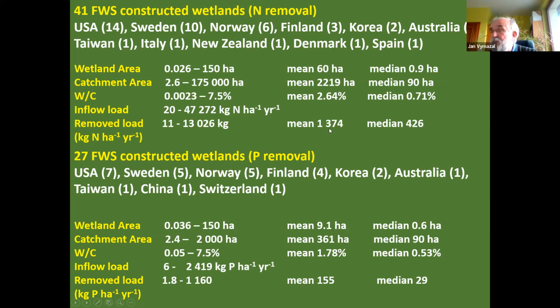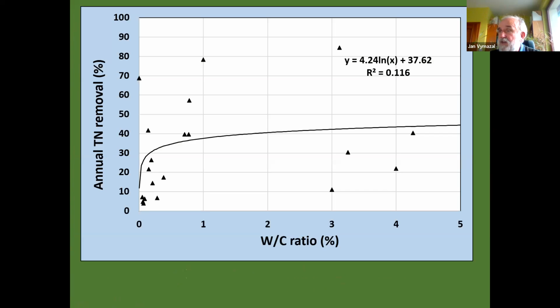So roughly speaking, about 1,000 kilograms, or 1 ton, of nitrogen per hectare per year and 150 kilograms of phosphorus per hectare per year. Here is the graph showing, based on these results, that it's really not necessary to increase this ratio. That means the wetland to catchment ratio, and usually 2 to 3, maybe 5% is enough.